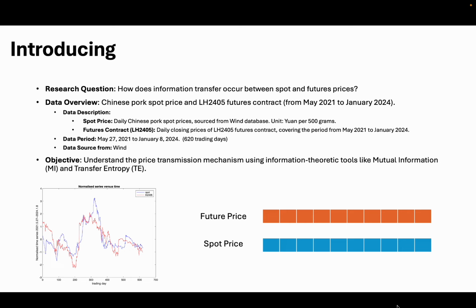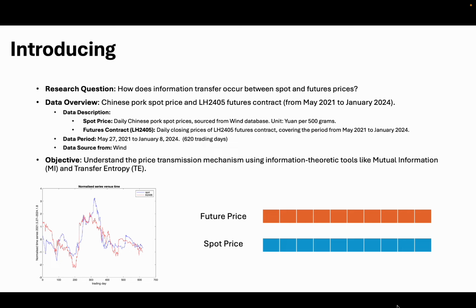The objective of our research is to understand the price transformation between spot and future markets. For this purpose, we utilize information theoretic measurements like mutual information and transfer entropy, which allow us to capture the shared information and the directional influence between those price series.